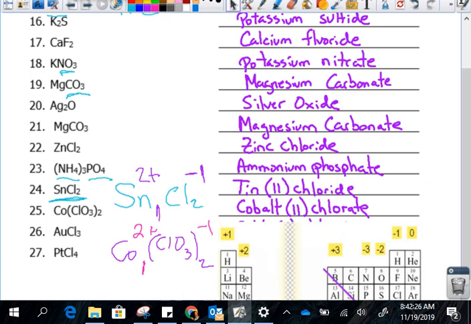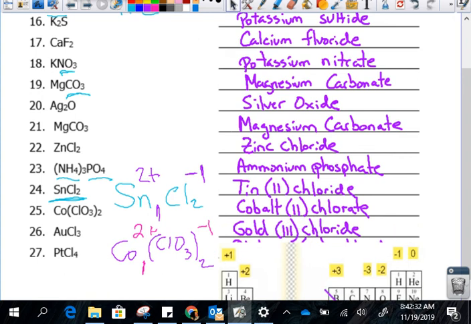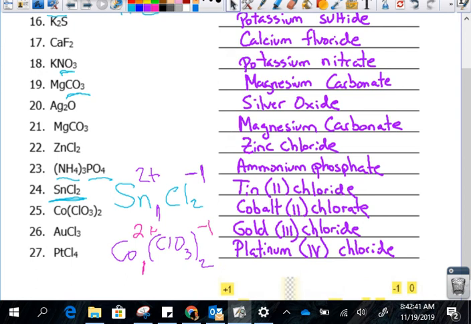Take a guess at what gold's charge is in number 26. You guessed it, it's a 3. And PT, physical training, no, platinum, right. Platinum is going to be a 4, as it's with chlorine that time. Always check the charges, though.